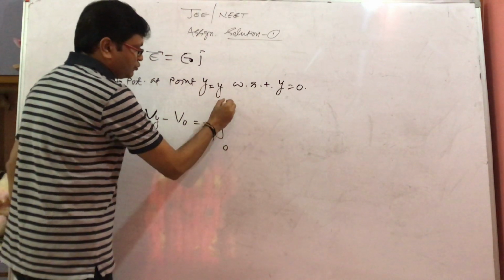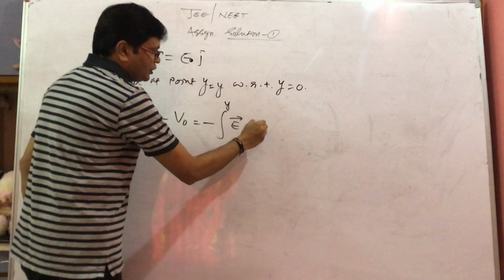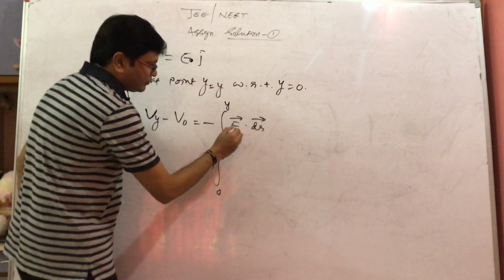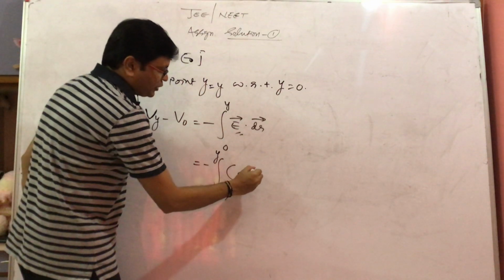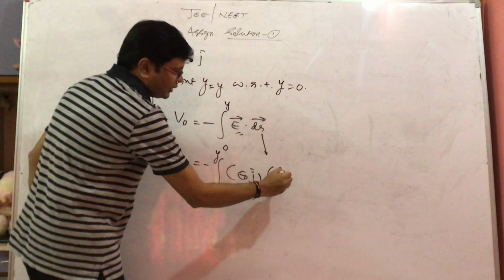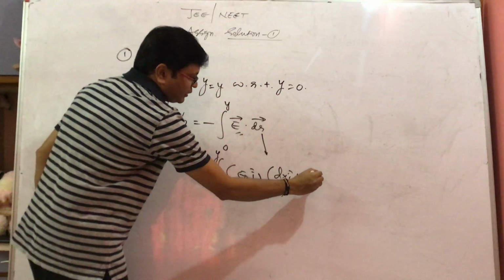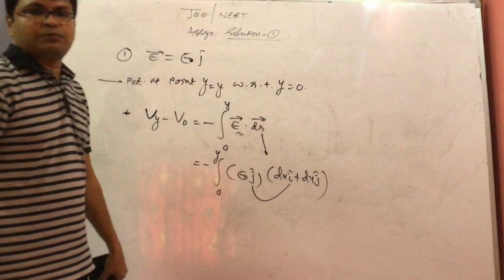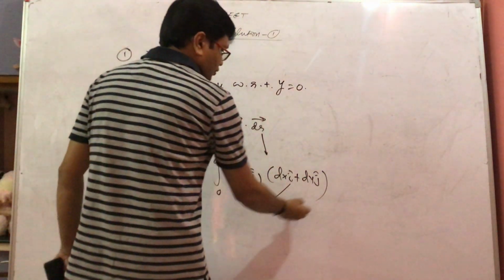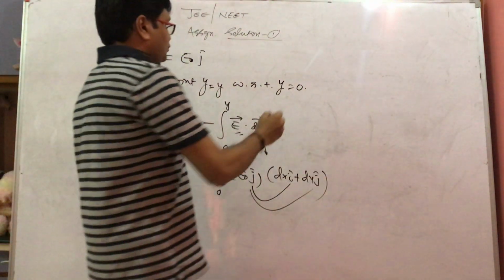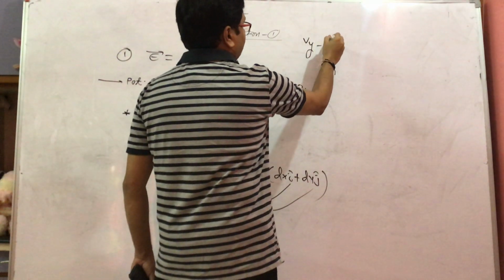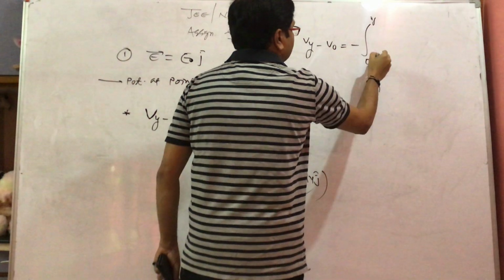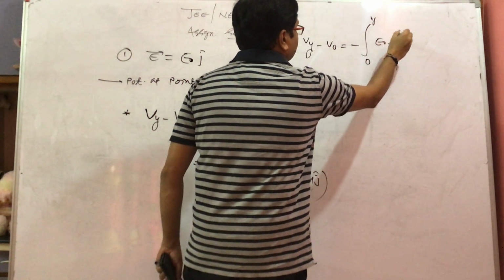Obviously, it is the integral from 0 to y of E dot dr. Here E is already given, E naught j cap, and dr is dx i cap plus dy j cap. Next, the dot product: j dot i is 0, and j dot j is 1. So the final answer, the potential at point y with respect to the origin, is the integral from 0 to y of E naught dy.